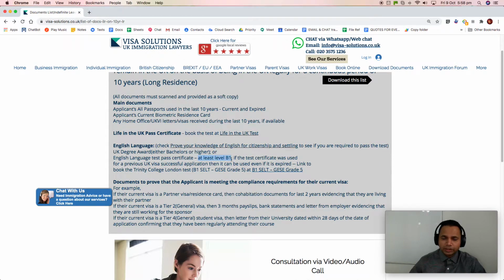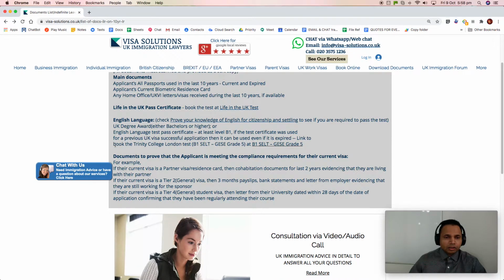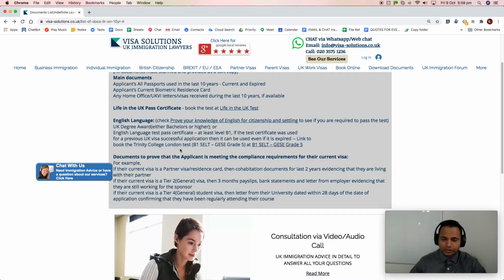If you already used a test certificate for a previous successful UK immigration application, even if it is expired, then you can use it again. So that is one thing you can do. For example, for a student visa you needed an A2 level, however you provided B1. It might have been 3 years or 5 years ago, but that application was approved and the minimum requirement may be less than B1, but you did give a B1 test certificate. That certificate usually expires after 2 years, but you can still use the expired certificate again for this application, and again also for the citizenship application.